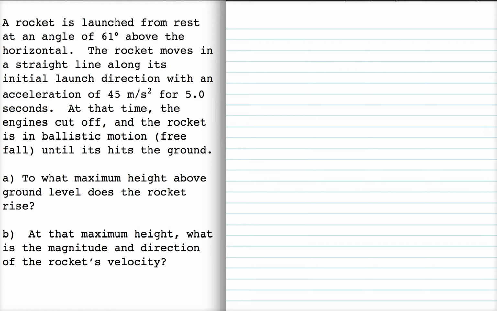This rocket moves in a straight line like this, making an angle of 61 degrees with respect to the horizontal. And I'm not going to split this up into x and y components. I'm just going to follow the motion along the straight line. So for this motion, I just have my 5 quantities here. Now from the problem statement, I don't know how far it goes, but I know that it starts from rest, has an acceleration of 45 meters per second squared for 5 seconds.